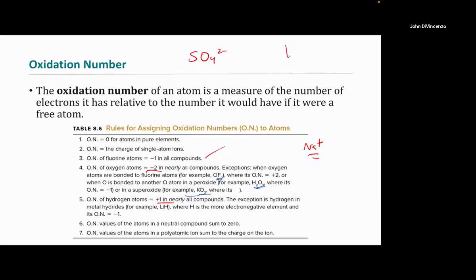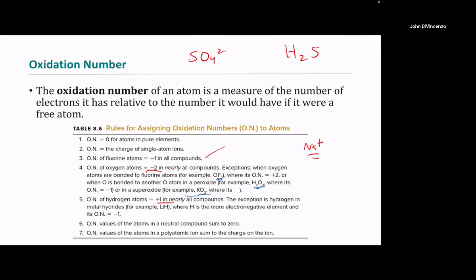Another common charge of sulfur is what? What is it here? -2. You caught your mistake. Very good. -2. Why? Well, it's in group 6, just like oxygen. What did we tell you all along? Things in the same group do the same type of things, right? Oxygen's often -2. Sulfur's often -2.